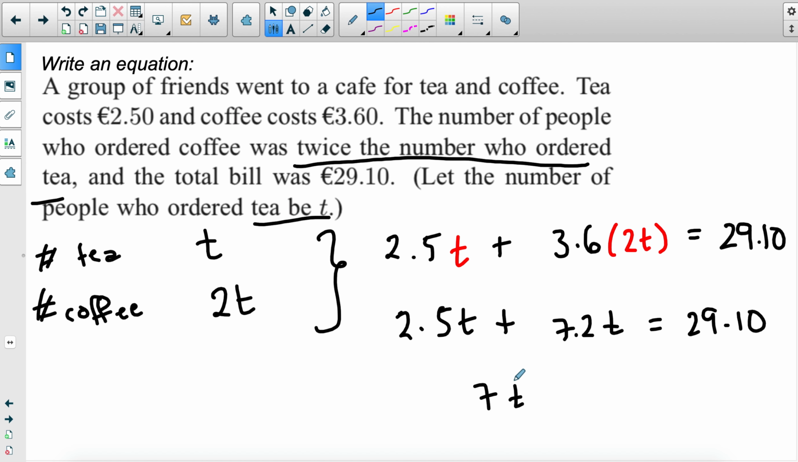I would actually simplify it further, and then that's 9.7t, which is equal to 29.10. For the sake of keeping currencies in the correct units, do write the 0 in there. So 9.70t equals 29.10 euros. Again, I just multiplied this out, so 3.60 times 2 times t, I'm just multiplying the 2 by 3.60 euros, and that should be your answer. So that's the final answer right in the equation.